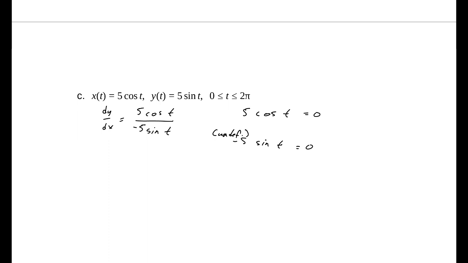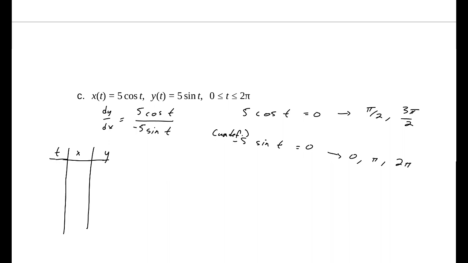Well, cosine is 0 at pi over 2 and 3 pi over 2. And sine is 0 at 0, pi, and 2 pi in the interval 0 to 2 pi. So we have critical points at 4 places, 2 pi and 0 being identical. So let's go ahead and graph this. We've got our values of t, x, and y. Let's go ahead and use those intervals there. Alright, so at 0 we have (5, 0), at pi over 2, (0, 5). We actually had something like this in the last section. Then (-5, 0), (0, -5), and back at (5, 0) as we were at 0.